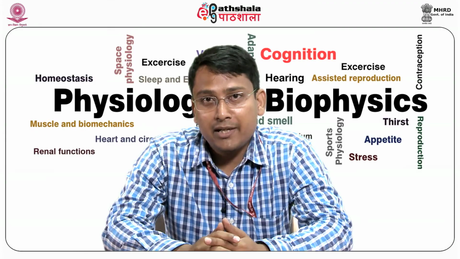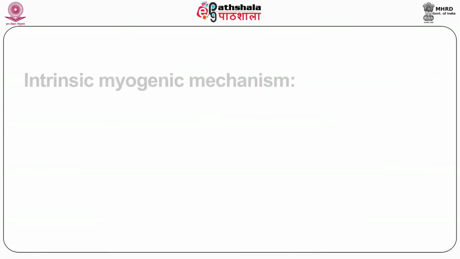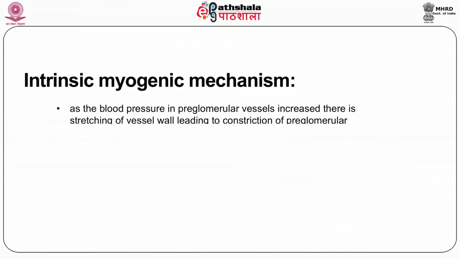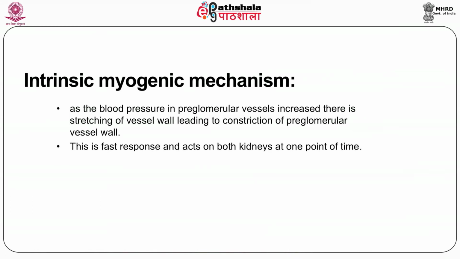So, now knowing the intrinsic myogenic mechanism first. As the blood pressure in the pre-glomerular vessel increases, it leads to stretching of the vessel wall, leading to constriction of the pre-glomerular vessels. This is a fast response and acts at the level of both kidneys at one point of time. Details are given as above.